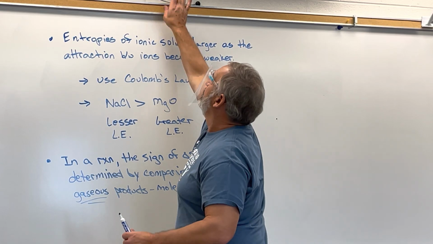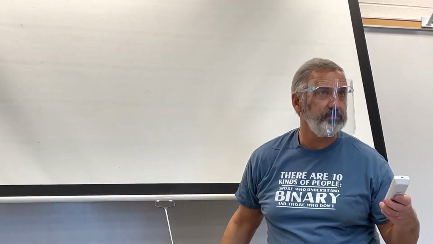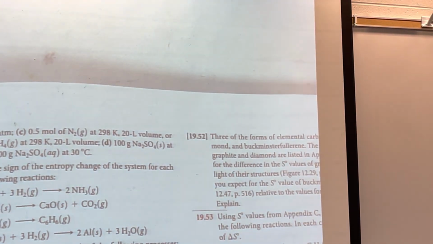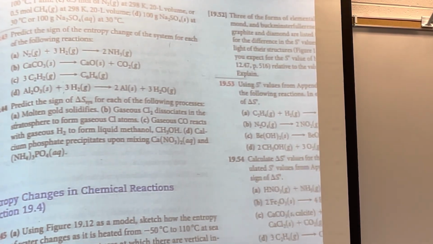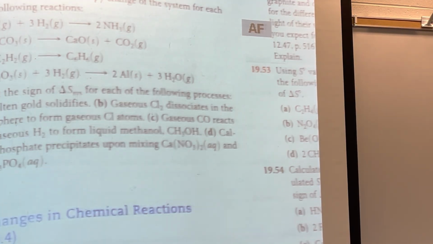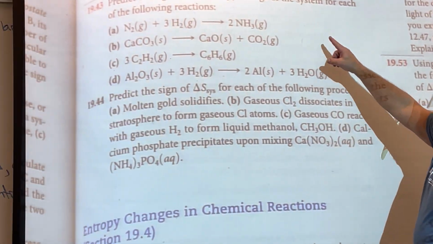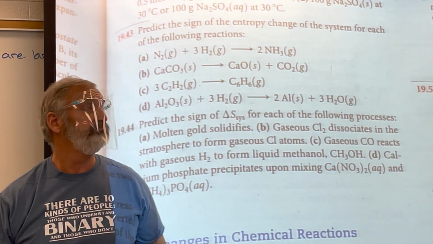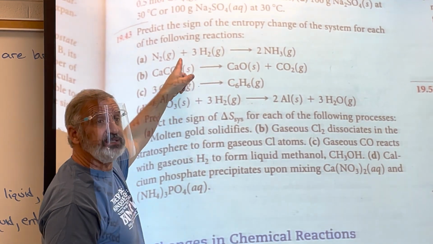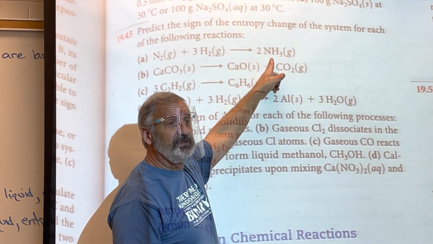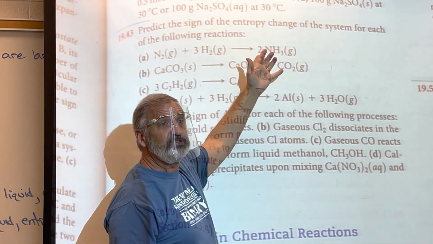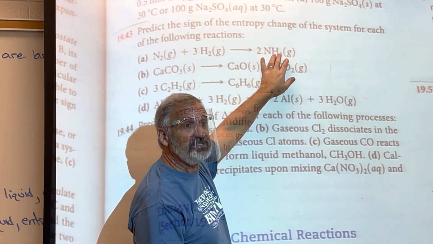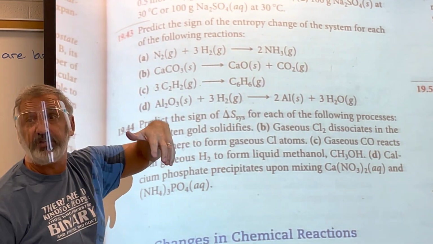So based upon this, if we look at number 43 in your textbook, it says predict the sign of the entropy change for each of the following. So all we have to do is look at gases. We have 4 moles of gas in the reactants. We have 2 moles of gas in the products. Now it's going to be 2 minus 4, so it's going to be -2, which means entropy is going down. But you can just do that. If moles of gas increases, entropy is increasing. If moles of gas decrease, entropy is decreasing.